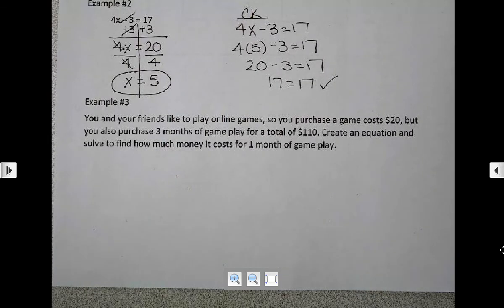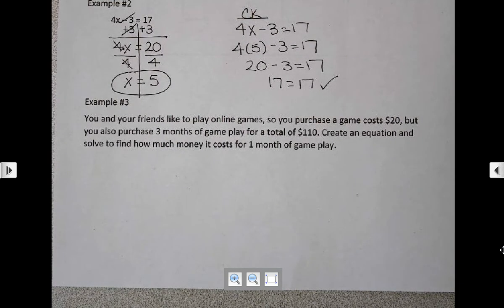Okay, so you and your friend like to play online games. So you purchase a game that costs $20, but you also purchase 3 months of gameplay for a total of $110. Create an equation and solve to find how much money it costs for 1 month of gameplay.